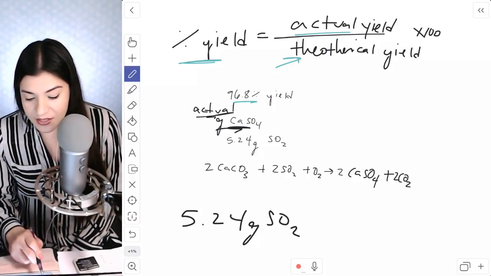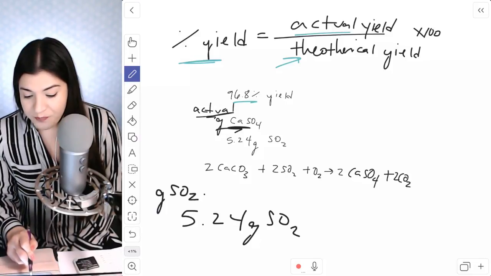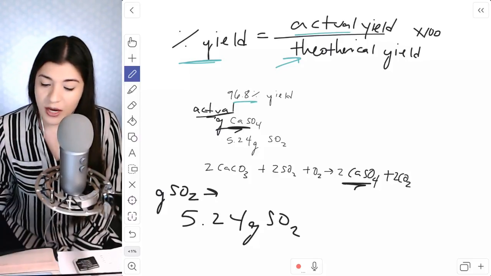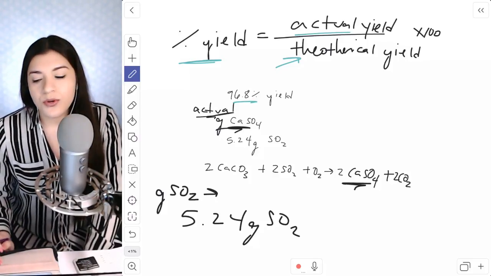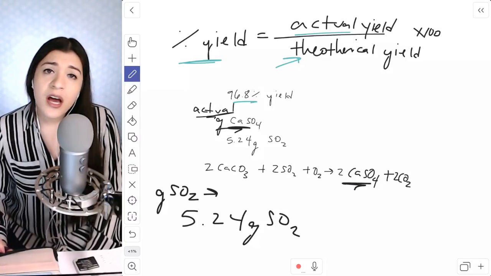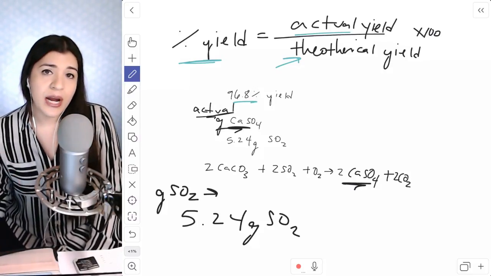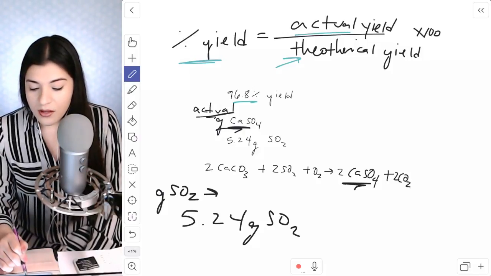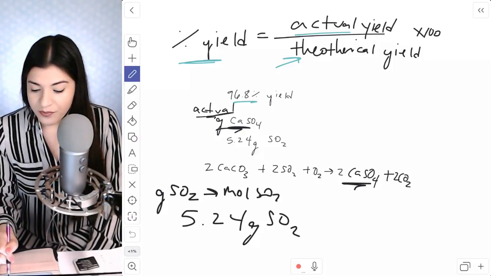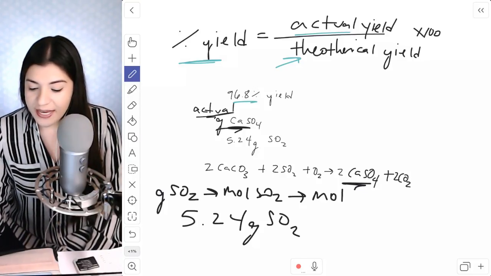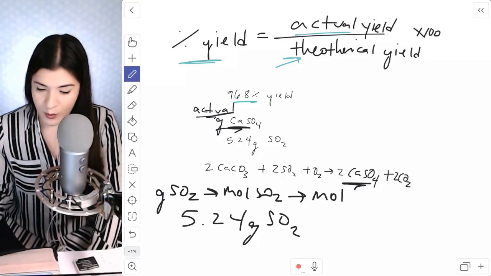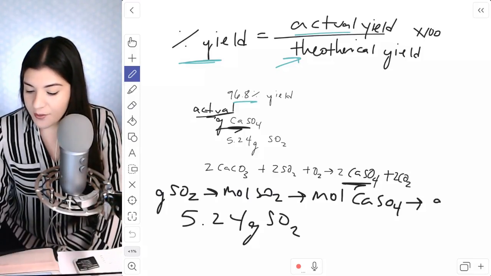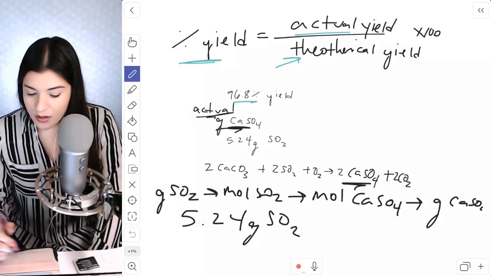The plan is to go from grams of SO2 and eventually make our way to grams of calcium sulfate, which is our product. For limiting reactant questions or anything involving theoretical yield, you go from the grams of your reactant to the grams of your product. So here I'm going to go from the grams of SO2 to the moles of SO2, then do a mole to mole ratio to get the compound that we want, which is our product, calcium sulfate, and lastly get to grams of calcium sulfate.